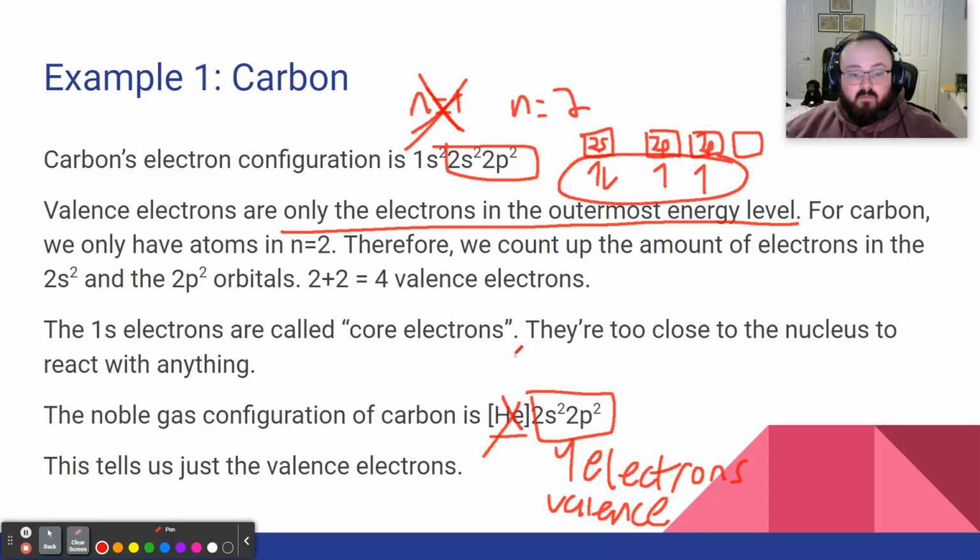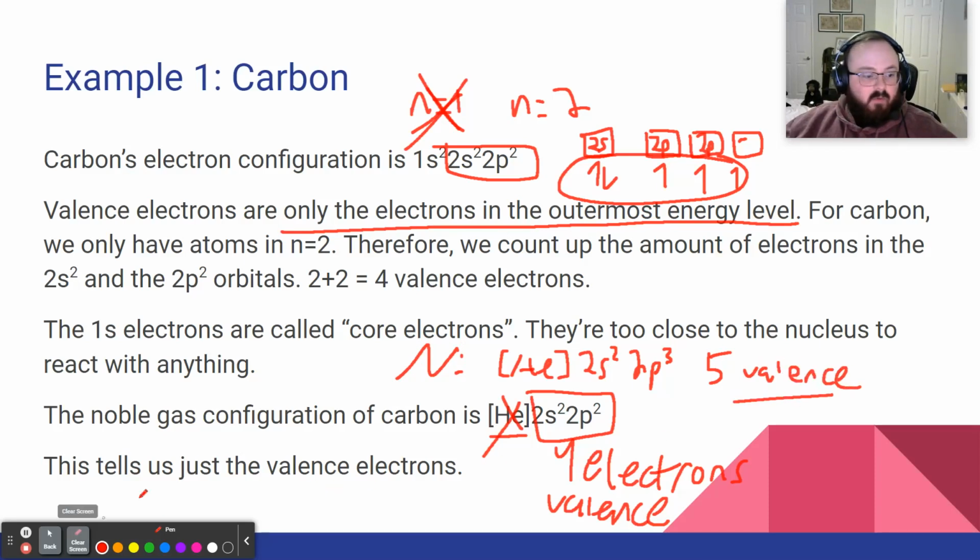So, nitrogen has 7 electrons. So we fill up 2s2. We fill up another electron. We now would have 2p3. And nitrogen, which has 7 electrons, would have 5 valence electrons. Just as another example.